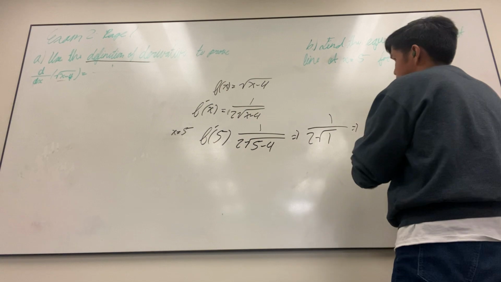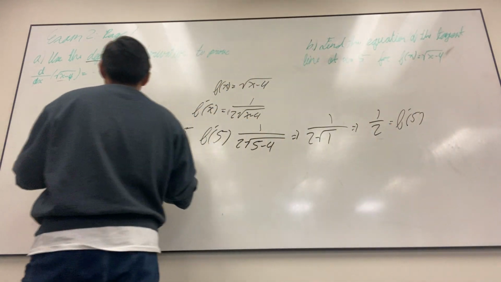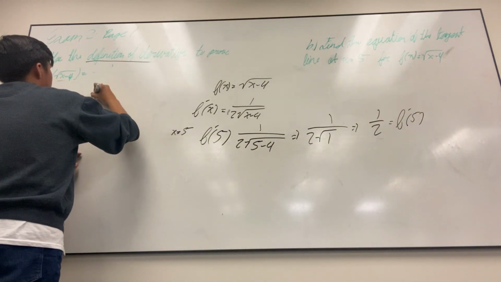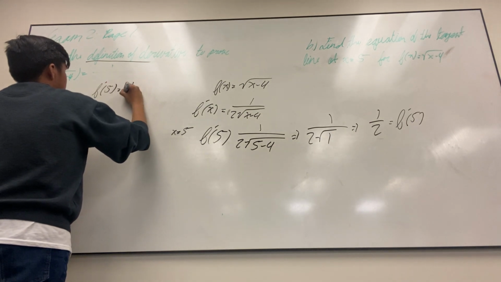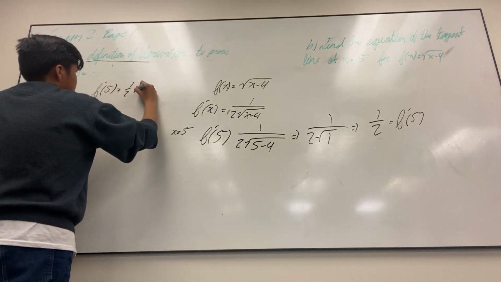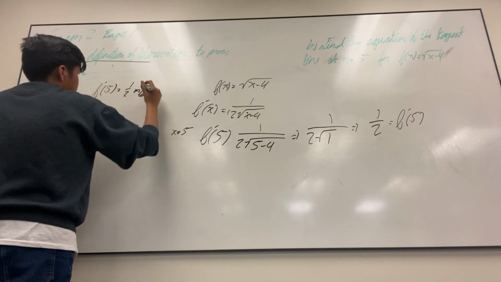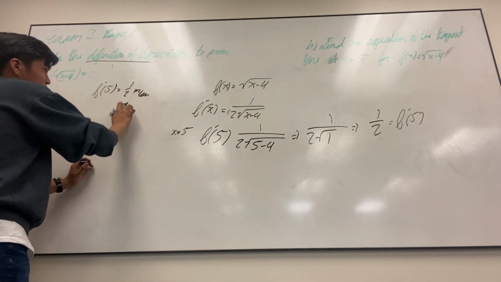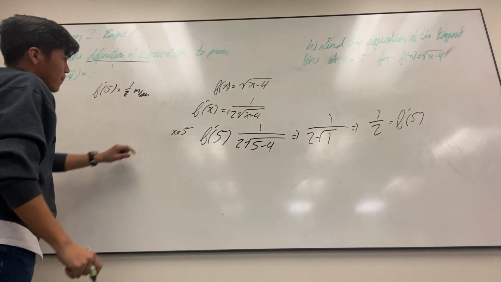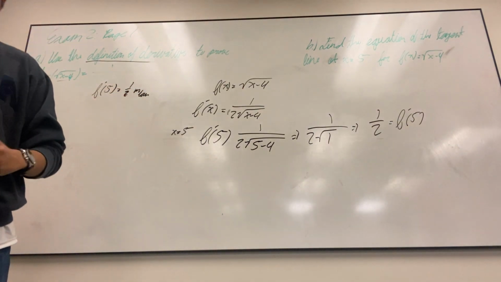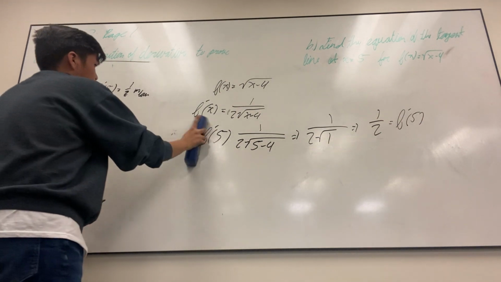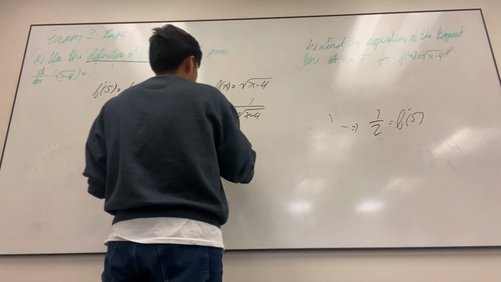So we keep that in mind, and we can put this on the side to create more room. So f prime of 5 is equal to 1/2. And this would be our m, which in other words is our slope, so keep that in mind. This is our slope. So the derivative of the function would be the slope.